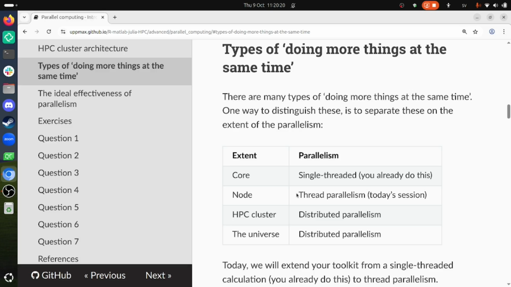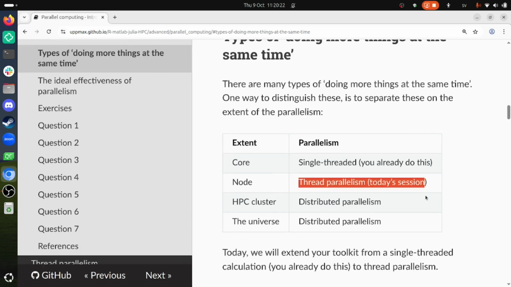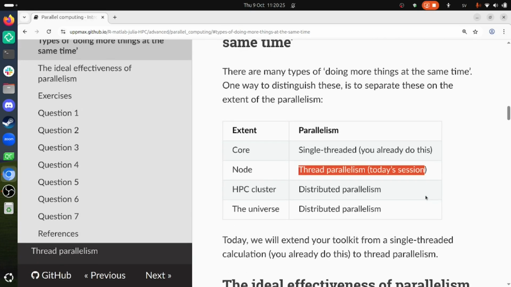This session is about thread parallelism. I think this is a good step, the first good step going up, because at the moment you always work at the core level, and we're going to go one more step up to thread parallelism. And also today's session after this is about distributed parallelism, where we're going to step it up again.